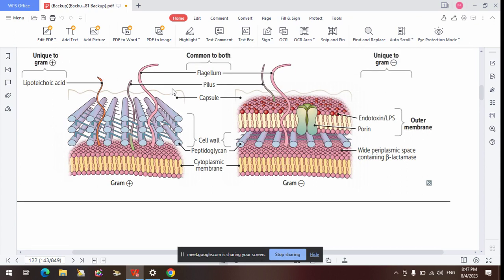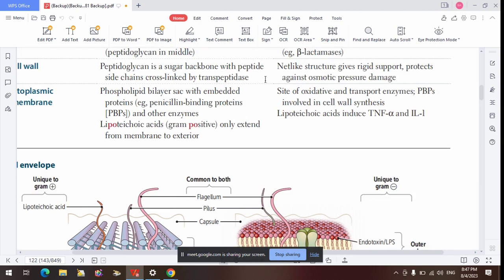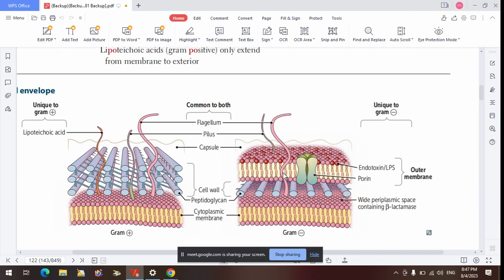Three things: oxidative enzymes, like maybe peroxidase, oxidase; transport enzymes, like sodium potassium ATPase; and lipoteichoic acid. This lipoteichoic acid actually spans from the cytoplasmic membrane to the exterior. We can see the lipoteichoic acid here. It's only present in gram-positives, in the cytoplasmic membrane of gram-positives. So it spans from the cytoplasmic membrane to the exterior.